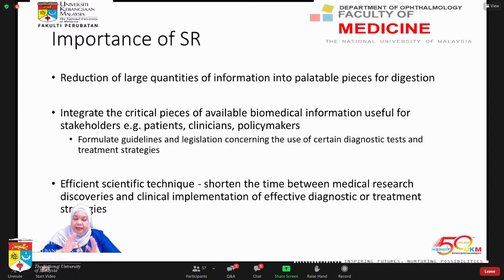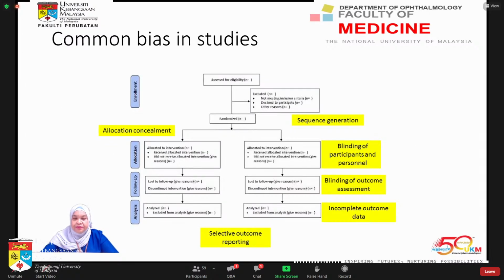Okay, so systematic review is very important because when a person does a systematic review, it actually tries to reduce a large quantity of information into something that you can actually look and refer to very fast. It integrates every single piece of information which is important to the stakeholder because it takes views of the patients, the clinician, and the policymaker. Sometimes it formulates guidelines and legislation concerning the use of certain diagnostic tests and treatment strategies. And it is an efficient scientific technique. So it shortens the time between the discoveries and the clinical implementation.